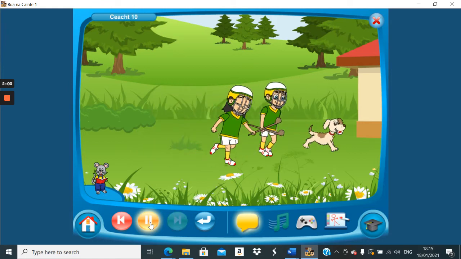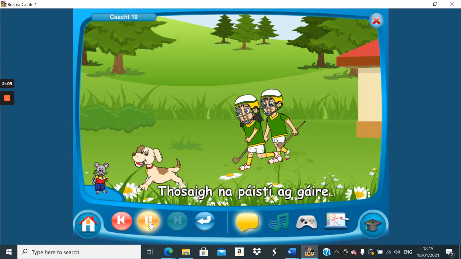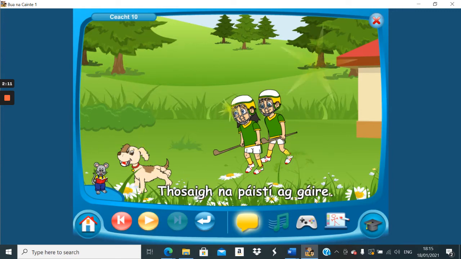Woof, woof. Thosaigh na páistí ag gáire. The children started laughing. Okay, let's see how we get on with the activities.